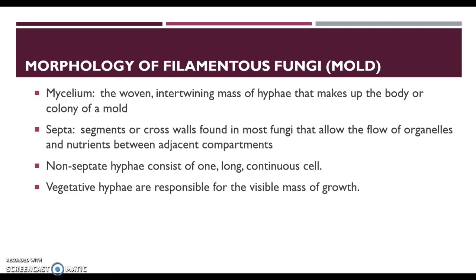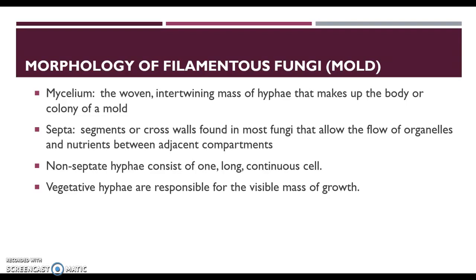Then you have the septa, which are the segments or cross walls that are found inside the fungi that allow organelles and nutrients to flow between adjacent compartments or adjacent cells. So the organelles can move back and forth among the septa.